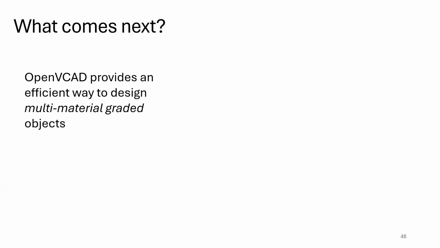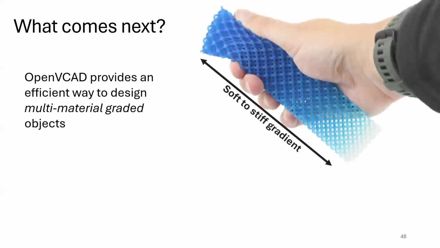Great. So OpenVCAD provides an efficient way to represent and design these multi-material graded objects. But what comes next? What else am I going to work on? So one of the things that we really haven't looked at yet is actual mechanical gradients. So we've talked about looking at these objects with color gradients, but what if I want to design an object with a soft material and a hard material? Our printers are capable of constructing that, but what happens when we do that?